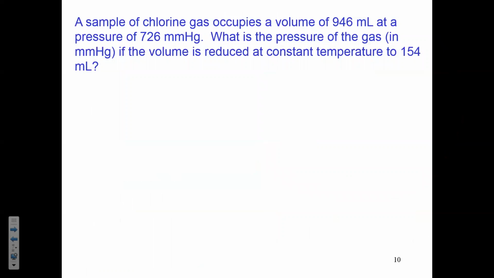So you get something like this. It says a sample of chlorine gas occupies a volume of 946 milliliters at a pressure of 726 millimeters of mercury. What is the pressure of the gas in millimeters of mercury if the volume is reduced at constant temperature to 154 milliliters?